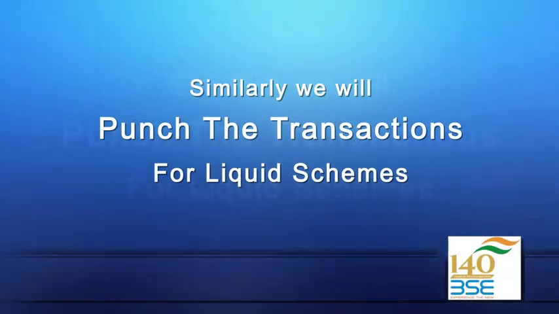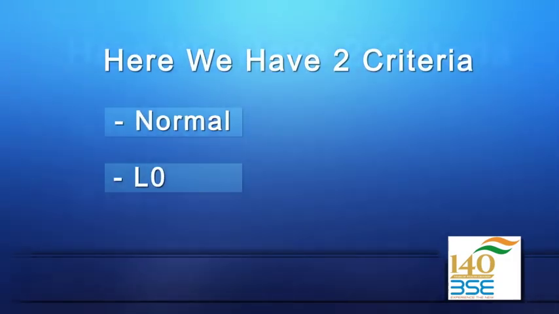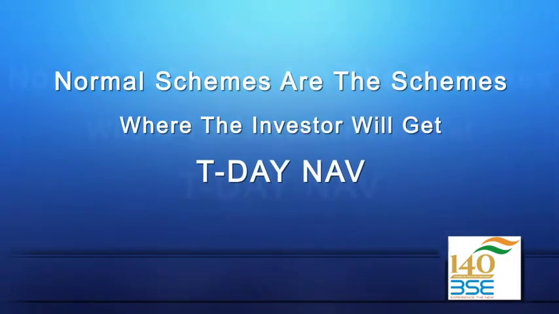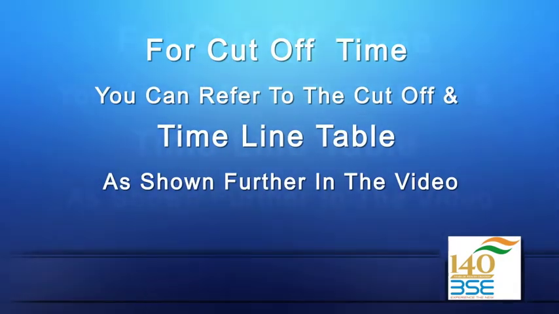Similarly, we'll punch the transaction for liquid schemes. Here we have two criteria, which are normal and L0. Normal schemes are the schemes where the investor will get the T-day NAV, whereas L0 are the schemes where the investor will get T-1 day NAV, which is a historical NAV. For cutoff time, you can refer to the cutoff and timeline table as shown further in this video.